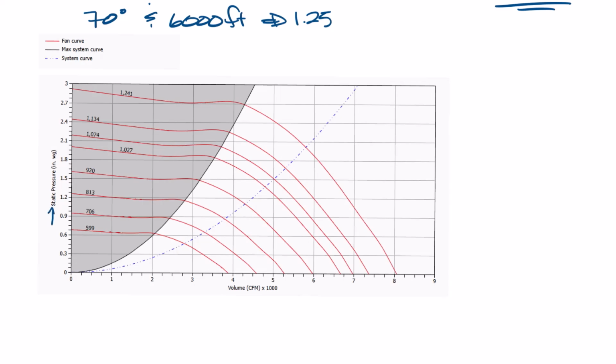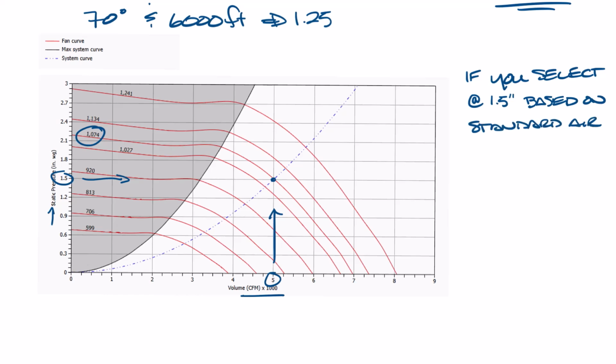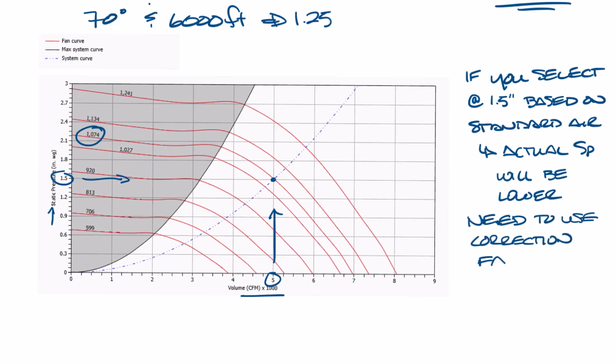You have static pressure over here and CFM down at the bottom, and each fan curve line represents different RPMs. So let's say you need your fan to generate 1.5 inches of static pressure at 5,000 CFM, and that puts you right here on the cataloged fan curve, which is at 1074 RPM. Let me erase these circles to make it a little less confusing. If you select your fan at 1.5 inches on this curve, which assumes standard air, your actual static pressure would be lower because of the difference in density. So we need to use the correction factor. So we need to multiply our 1.5 inch pressure by 1.25, which gives us 1.875 inches. And we need to look at the cataloged fan performance data at 1.875 inches.